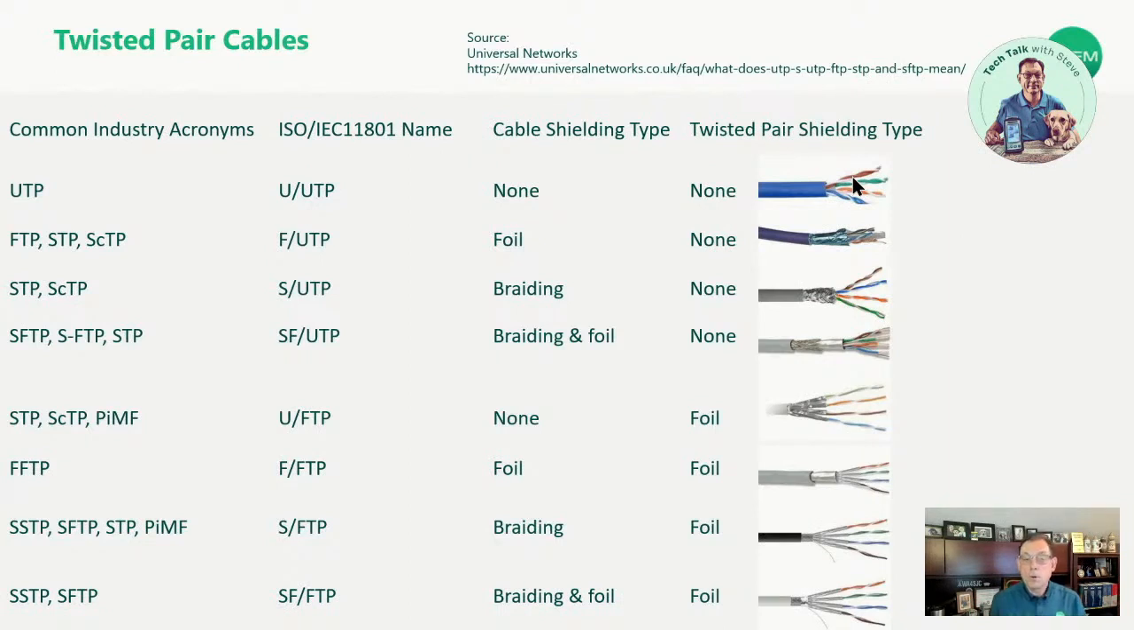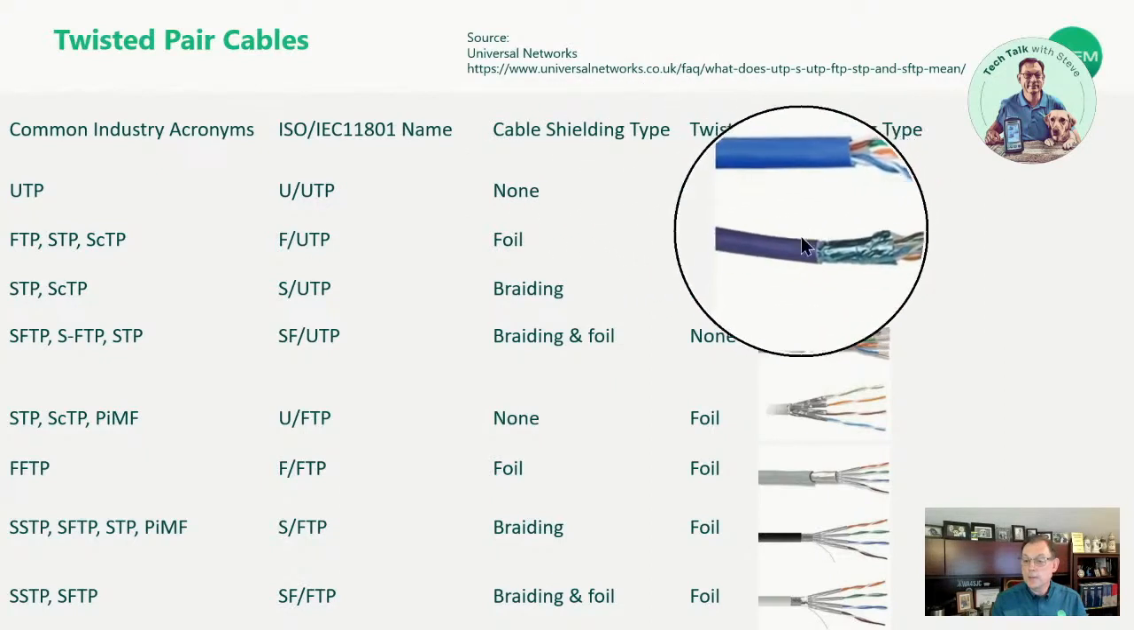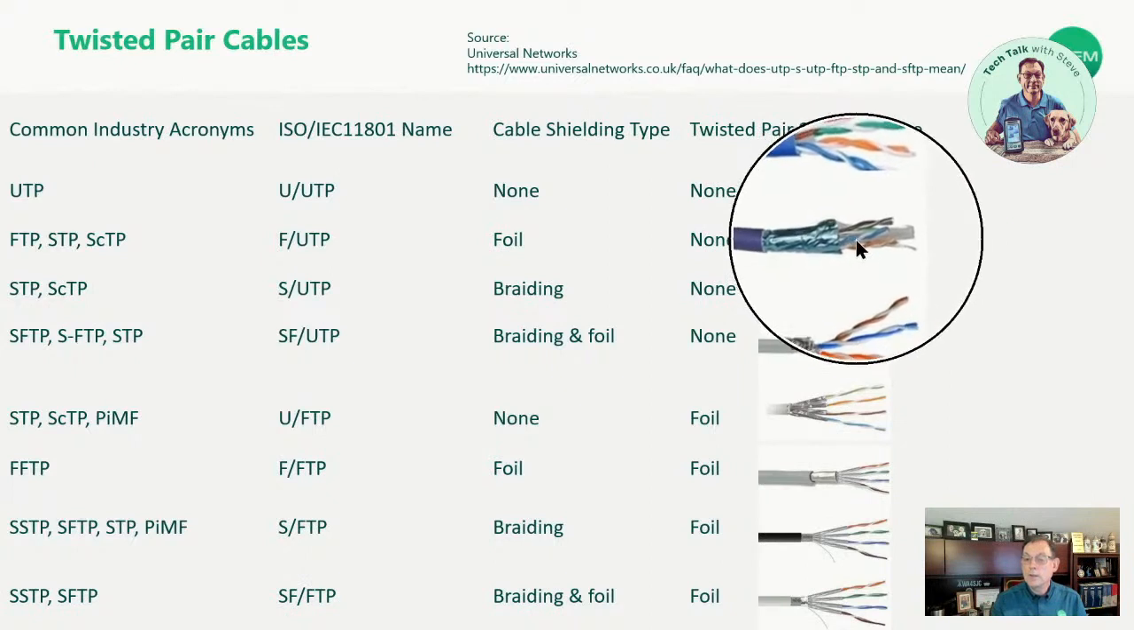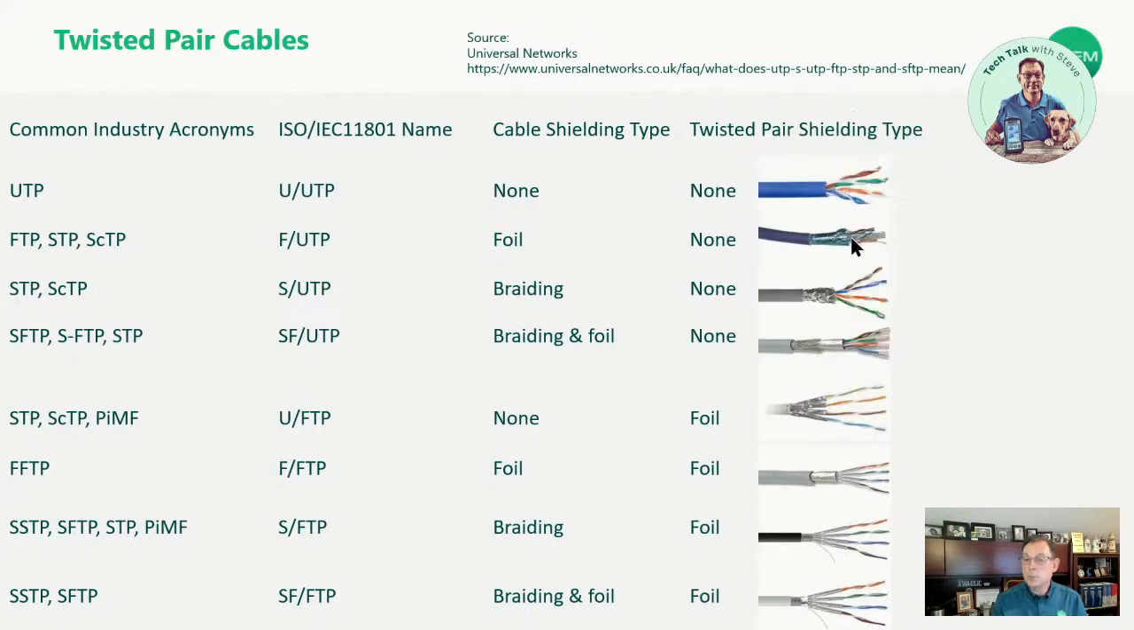The ISO name, FUTP: if we look here, the cable shielding type is a foil. That's the outer shield. And for the twisted pair shielding, there is no shielding on the twisted pairs. If we zoom in, we see that there's just a foil overall, and each of the individual pairs does not have a shield. It's like just putting a foil wrap between the jacket and those unshielded twisted pairs.